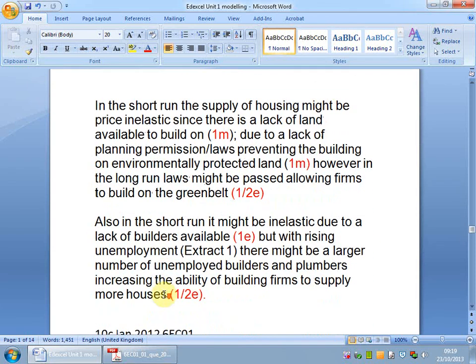Okay, so this is a possible answer that I came up with. So have a little look over this. Again, I'd pause it and see how it matches up against your own response. That's it. Okay.